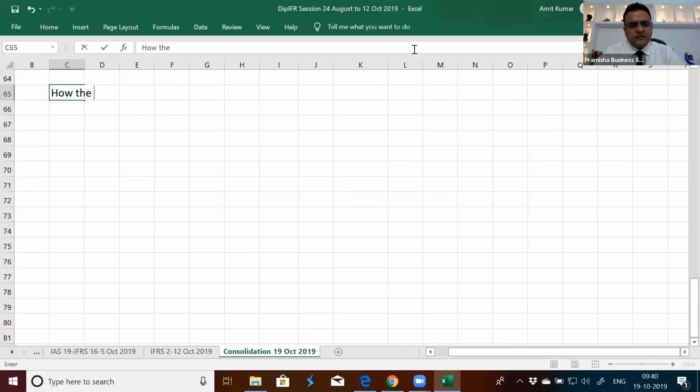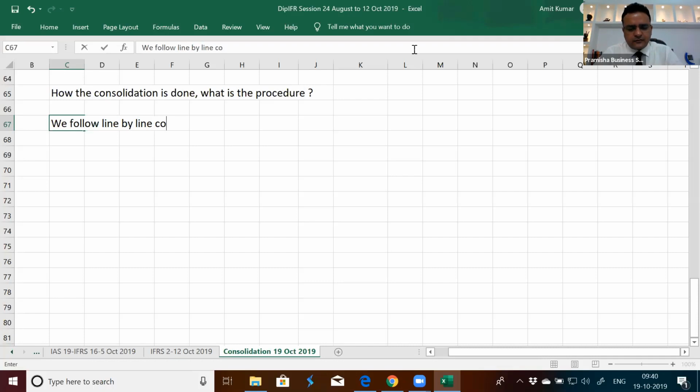How the consolidation is done. What is the procedure? So we follow line by line consolidation to present consolidated results. What does line by line mean?